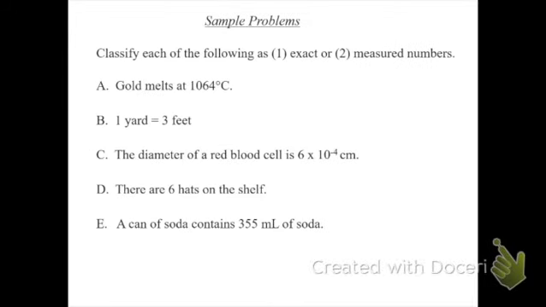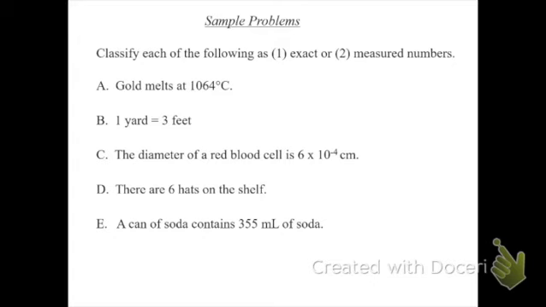Let's quickly look at these sample questions. Classify each of the following as exact or measured number. So gold melts at 1064 centigrade. What's that number? Is it measured or exact? Very good, measured. The next one, 1 yard equals 3 feet. That's exact, very good.